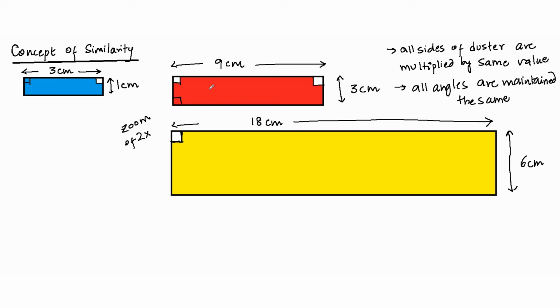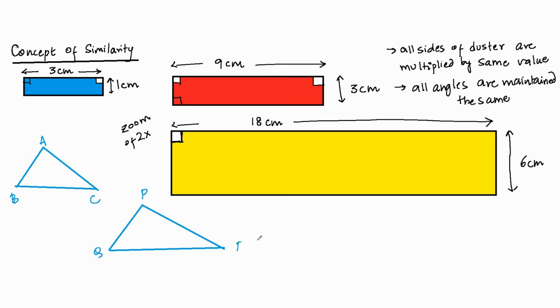Okay. So instead of a rectangle, say I talk about a square, or let's talk about a triangle. If I take a triangle, and this is the original triangle ABC, then if I want to construct a triangle which is similar to this, let us name that triangle PQR. This is P, this is Q, and this is R.